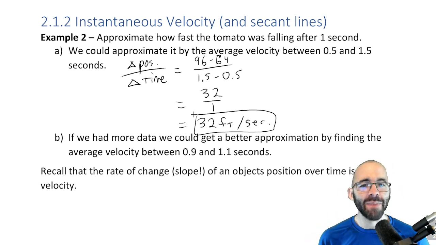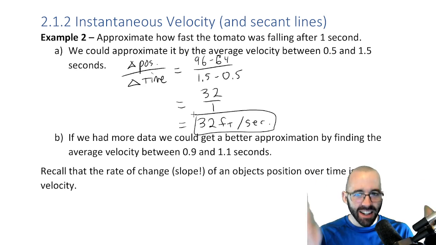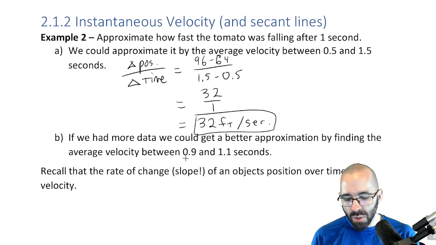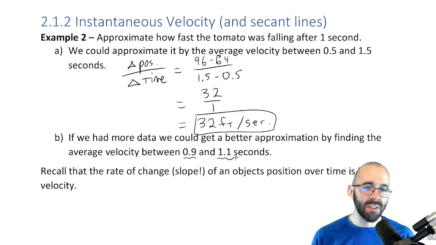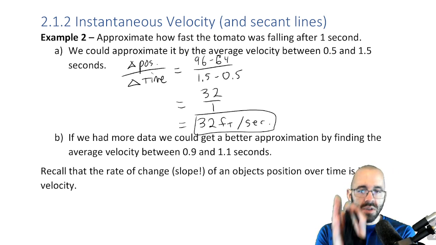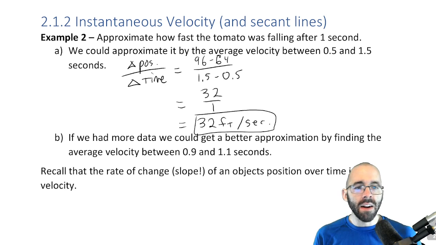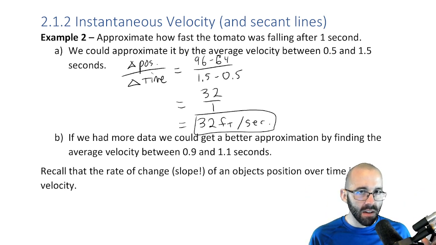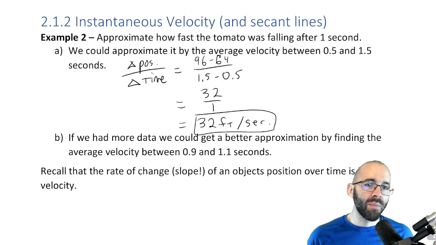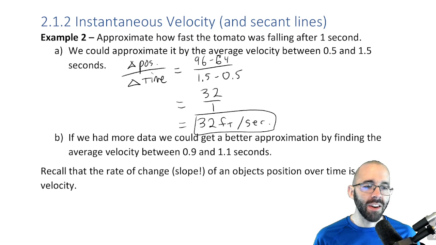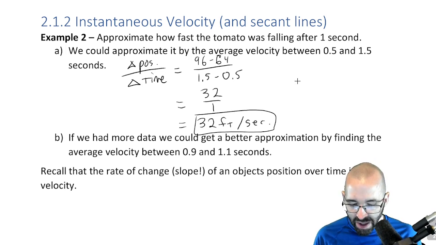in general, you can get a better approximation by making your interval a little bit smaller. If we knew where the tomato was after 0.9 seconds and where it was after 1.1 seconds, we could get a better approximation. The closer and smaller our interval gets, the better our average velocity will approximate our instantaneous velocity, our tomato speedometer, if you will.